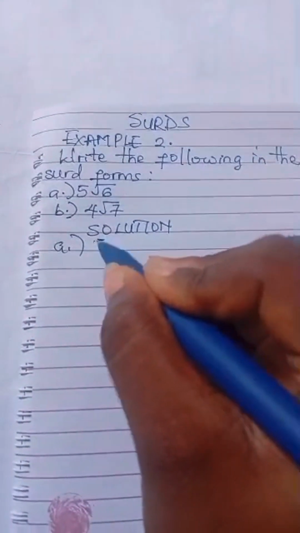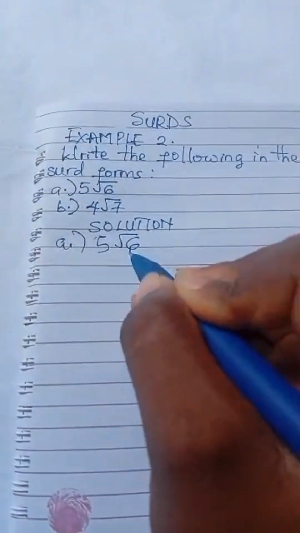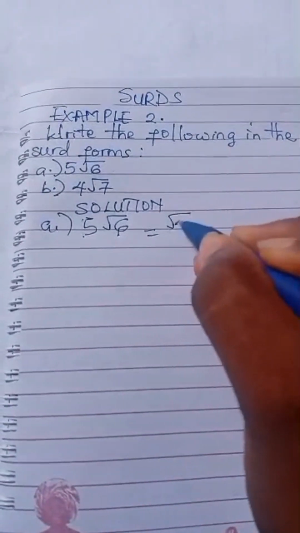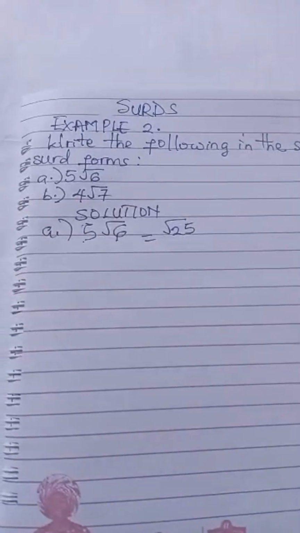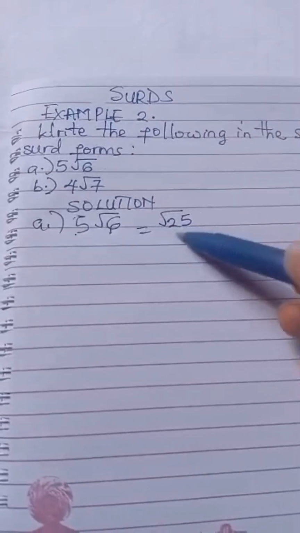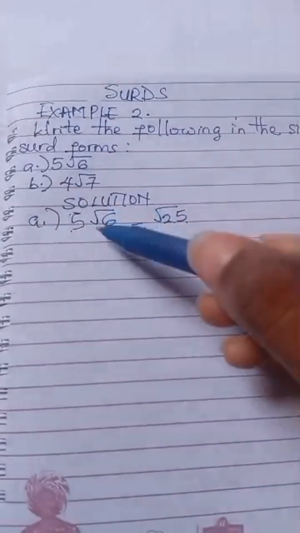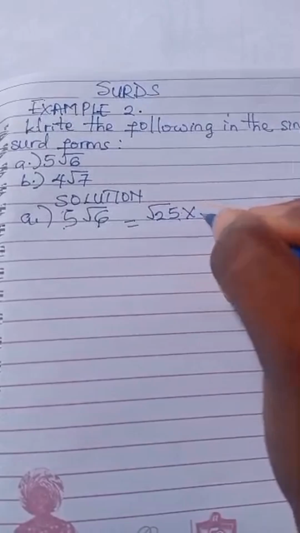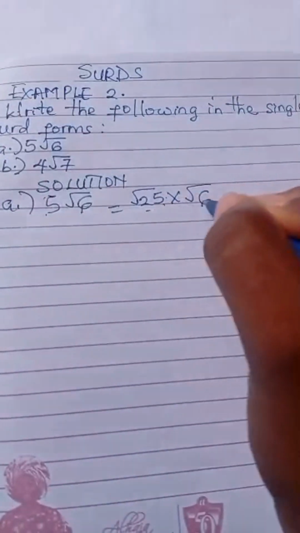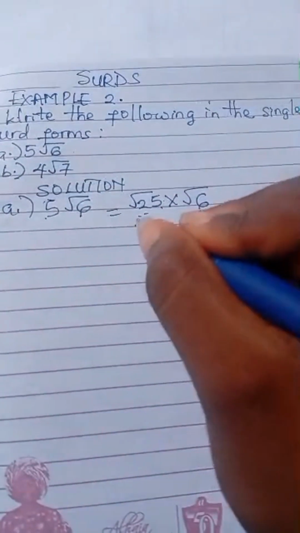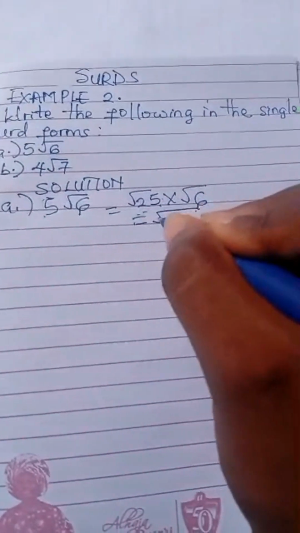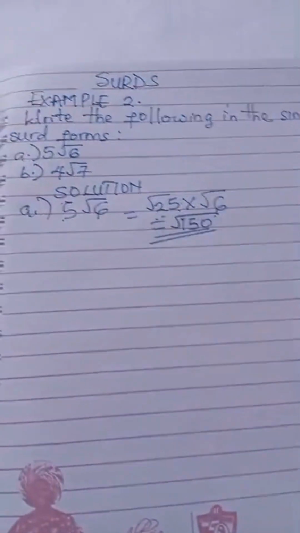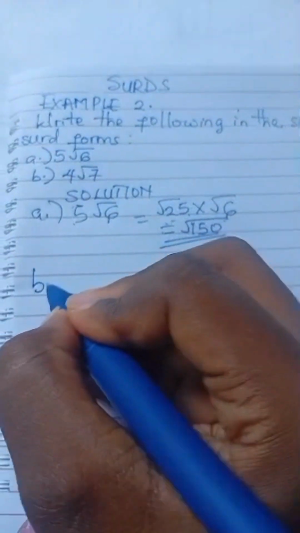Okay, so the first one, 5 root 6. 5 can also be root 25, if you agree. Root 25 now, what is it? 5. So root 25 is the same thing as 5. So don't forget our root 6 that was there before. Just multiply the two. 25 times 6 is what? You press your calculator. I think that's 150. So this is the single Surd form they are talking about. Simple. Let's move to the B part of the question.